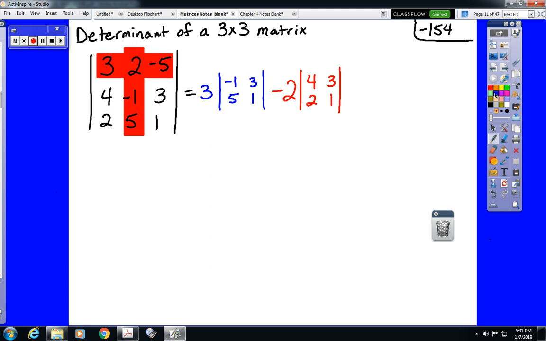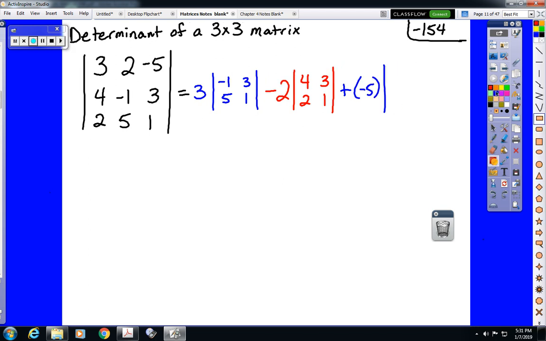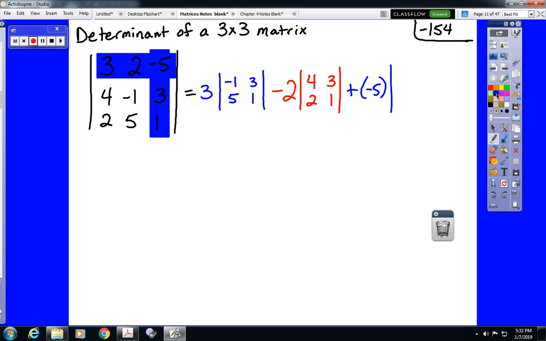Then I switch my sign again and go back to positive, and I go to the last entry, which is -5 in the first row. And once again, I block the row and the column that -5 appears in, which creates a 2x2 matrix for -1, 2, 5.